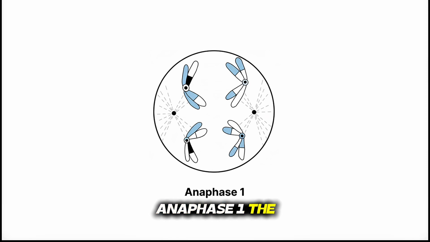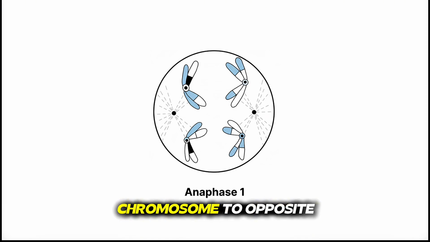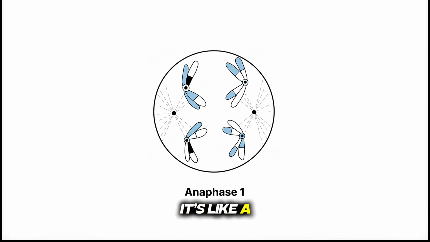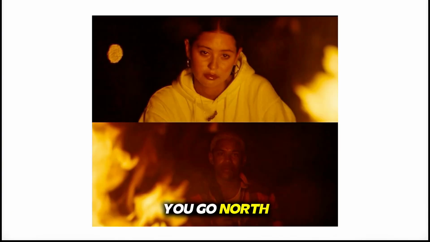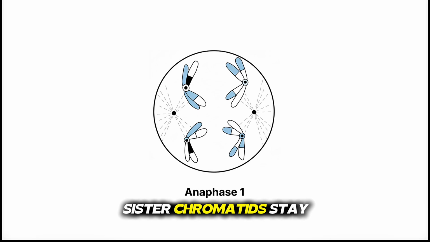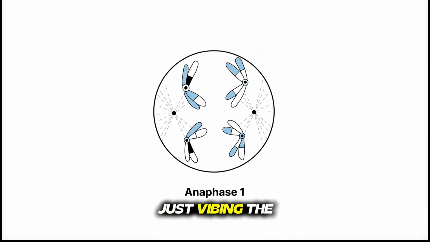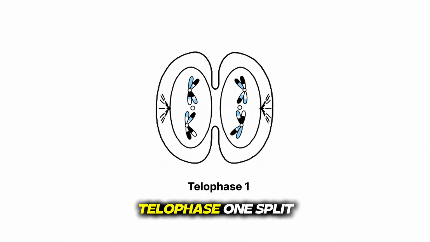Anaphase 1. The great pull apart. Spindle fibers yank each homologous chromosome to opposite poles. It's like a dramatic movie breakup. You go north, I'll go south. Sister chromatids stay together for now, just vibing. The tension's real.